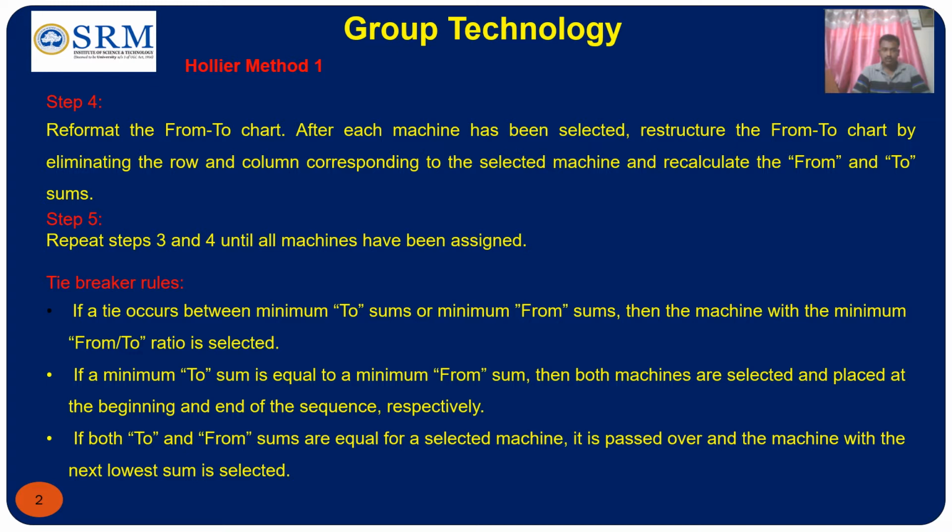There are tiebreaker rules, as we have discussed in the previous case. If a tie occurs between the minimum to sums or minimum from sums, then the machine with the minimum from-to ratio is selected. If a minimum to sum is equal to a minimum from sum, then both machines are selected and placed at the beginning and the end of the sequence respectively. If both to and from sums are equal for a selected machine, it is passed over and the machine with the next lowest sum is selected. These are the tiebreaker rules which we have to follow when we are summing up the from and summing up the to.